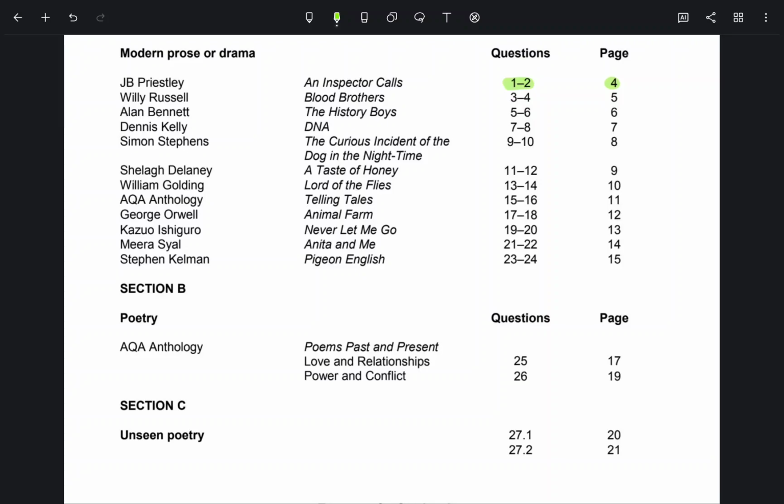Section B, same thing, but this time it's your poetry. Now, you would have studied either love and relationships or power and conflict. So let's say you studied power and conflict. That'd be specifically question 26 on page 19. And section C is the same for everyone.